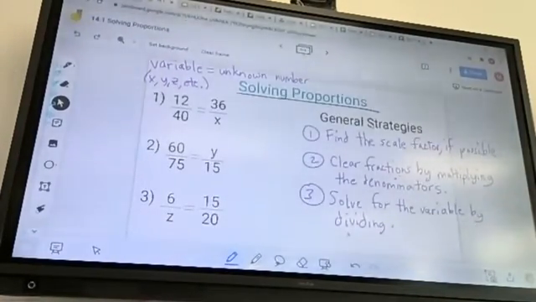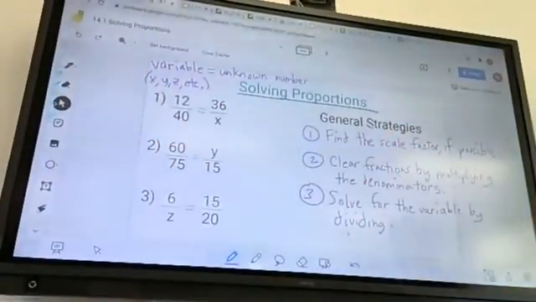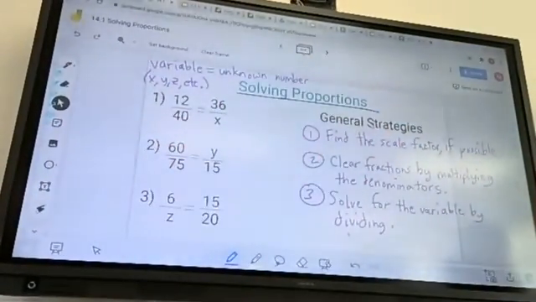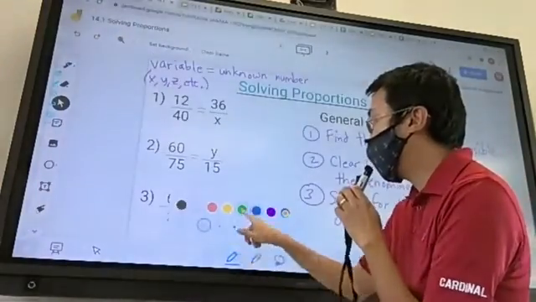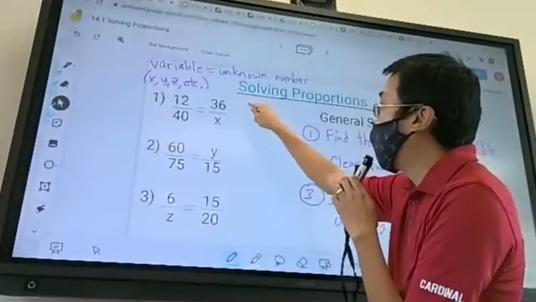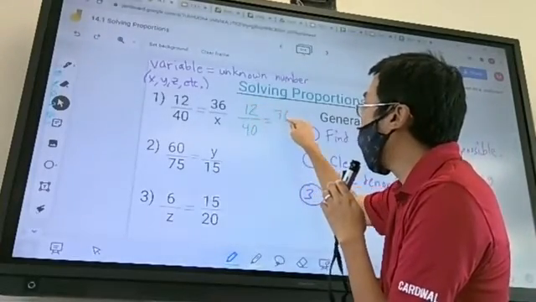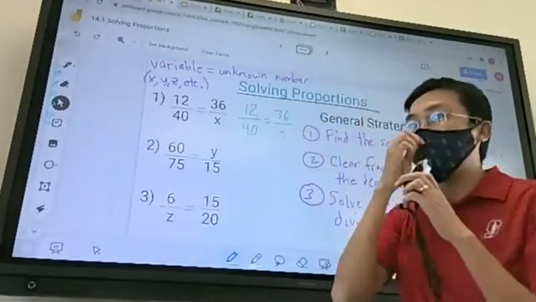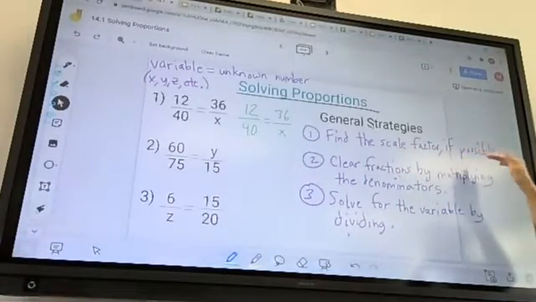Okay, so now that we have written down the general strategies, we're going to go through each one of these steps one by one to each of the problems. So I'm going to write mine on the right-hand side. You can write underneath, but I'm going to rewrite the problem again, just so that I can see the original problem, what it looks like, and the work we do to it. So step 1, find the scale factor if possible.